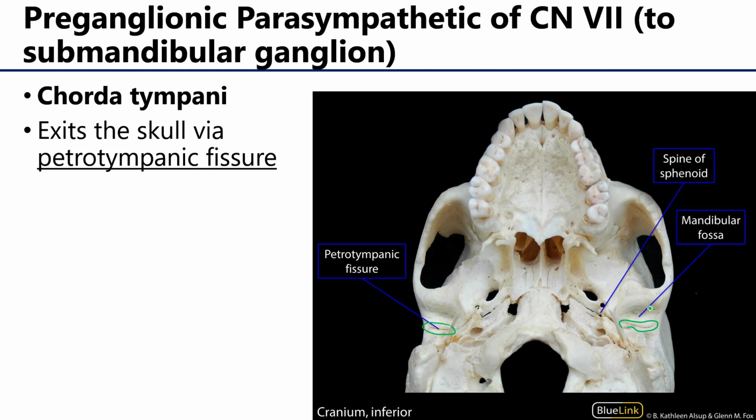So this whole space here is the mandibular fossa. That is where the articular process of the mandible articulates with the temporal bone to form the temporomandibular joint, or the TMJ. So just posterior to that joint is the petrotympanic fissure. It's very difficult to see on a skull, but look for that TMJ articulation, and look for the very narrow petrotympanic fissure, because it's through there that chorda tympani is going to exit.